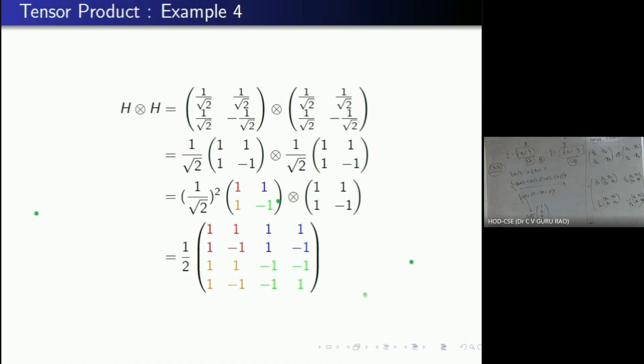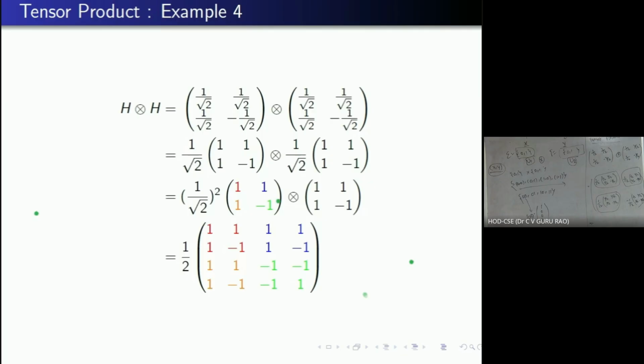All of you got this answer? Oh, here 1 by 2 is taken out. See, these 4 elements are same as these 4 elements, no? 1 by root 2 into 1 by root 2, 1 by 2. This also same, no? Here sign change. If you see here, 1, 1, 1, minus 1. Here also 1, 1, 1, minus 1, 1, 1, 1, minus 1. Here sign change, opposite, minus 1, minus 1, minus 1, 1. 1 by 2 taken outside.